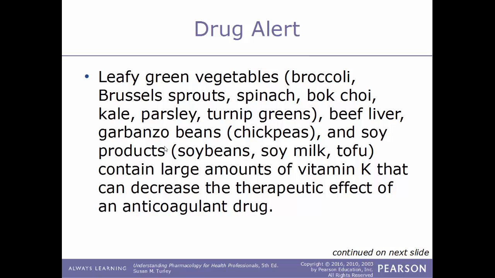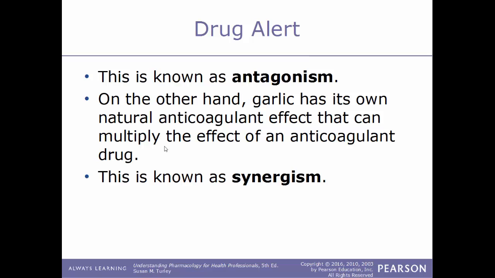The main reason why warfarin works so well is because it blocks vitamin K. So if a patient has a diet that's high in vitamin K, it's going to negate the therapeutic effect of the drug that you are taking. So this is called antagonism. On the other hand, garlic has its own natural anticoagulant effect that can actually multiply the effect of an anticoagulant drug. This is called synergism. This is making it work better.